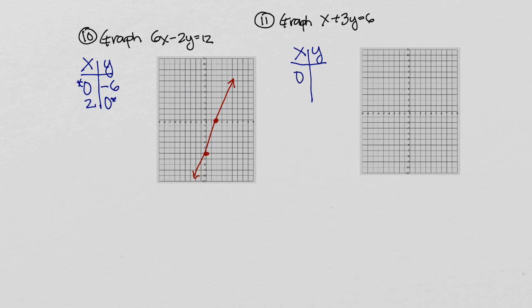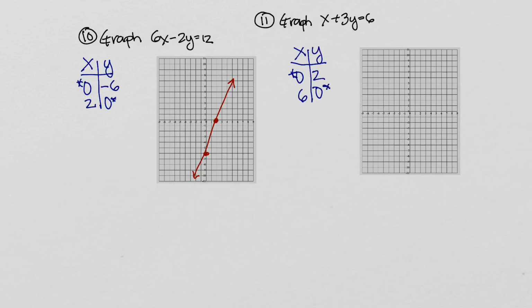So let's choose x to be 0, and if x is 0, put 0 in here, we get 3y equals 6. Dividing by 3, we see that y is equal to 2. And then if we choose y to be 0, we'll put 0 in for y. 3 times 0 is 0, that's gone. And we get x is equal to 6.